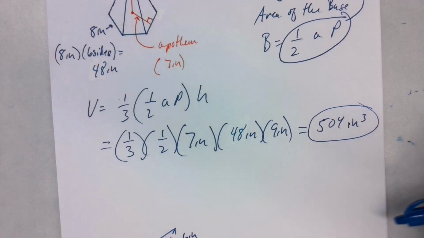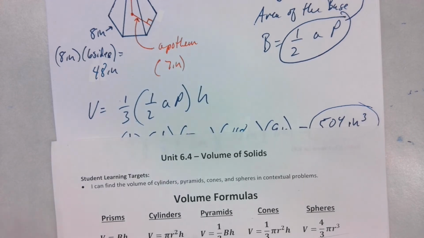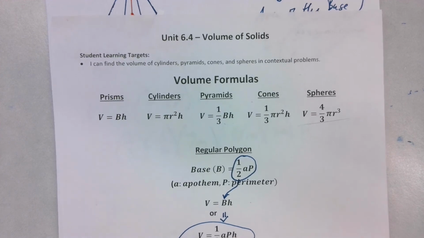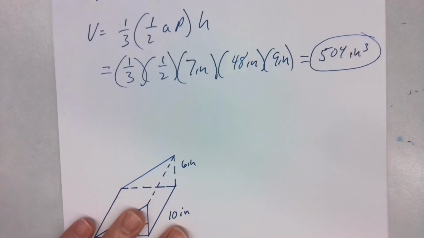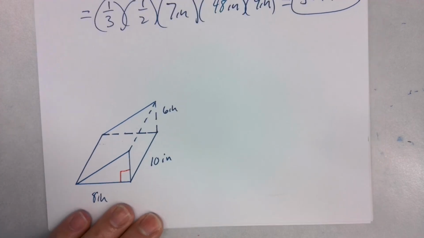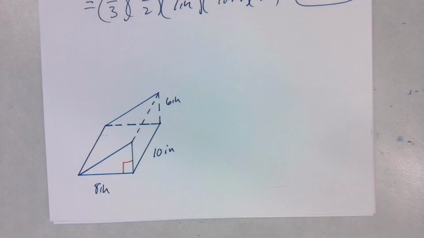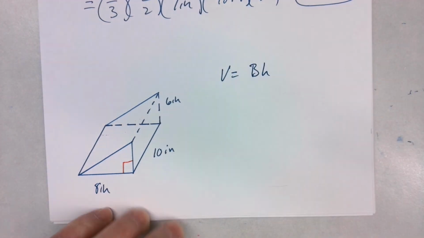Alright, so let's say here's my triangle, right? Now if you go back to this, and I want the volume, what would this be? Which one of these would this fall under? Would it be a prism, a cylinder, a pyramid, a cone, or a sphere? There's my shape. What would that fall under? Prism. It's a prism still, right? So my volume is still big B times H.